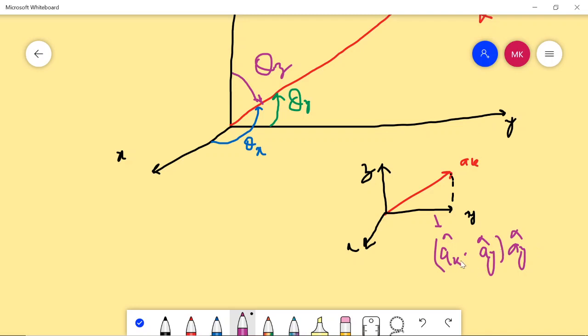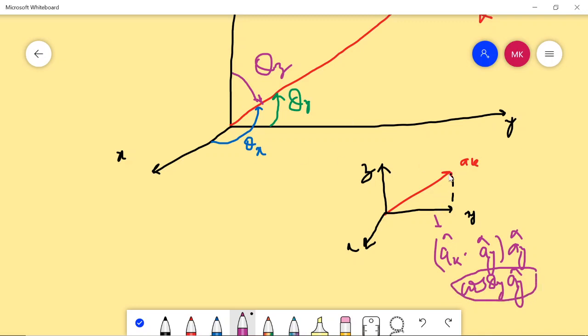Now what is ak dot ay? If you know this angle is theta y, you can open this as magnitude of ak, magnitude of ay, and the cos of the angle between them. So finally what you will get is cos theta y times the ay vector. This is just cos theta y because the magnitudes of ak and ay are 1. So only cos theta y remains. This is the vector component along this direction.